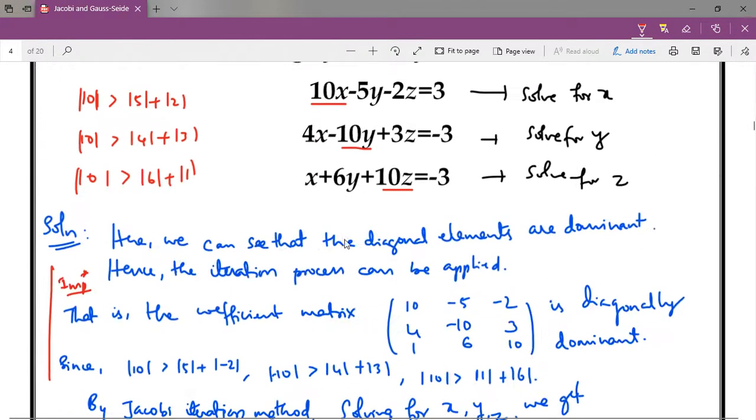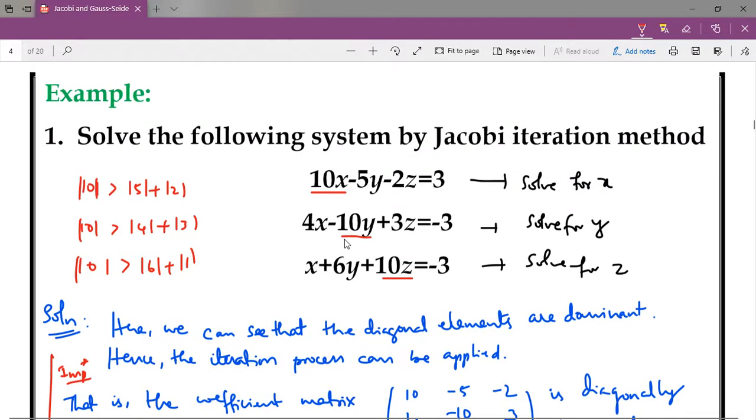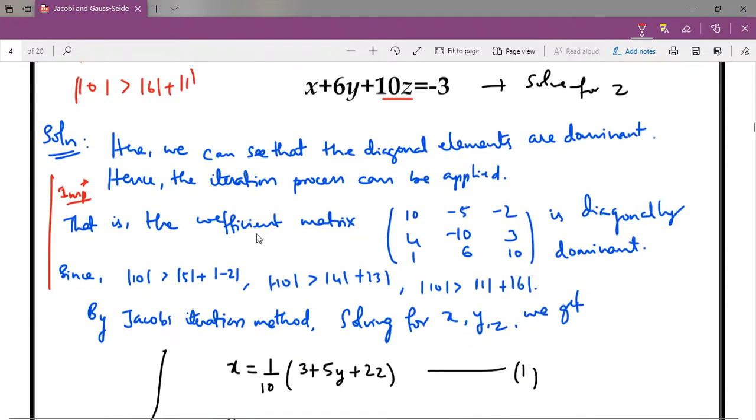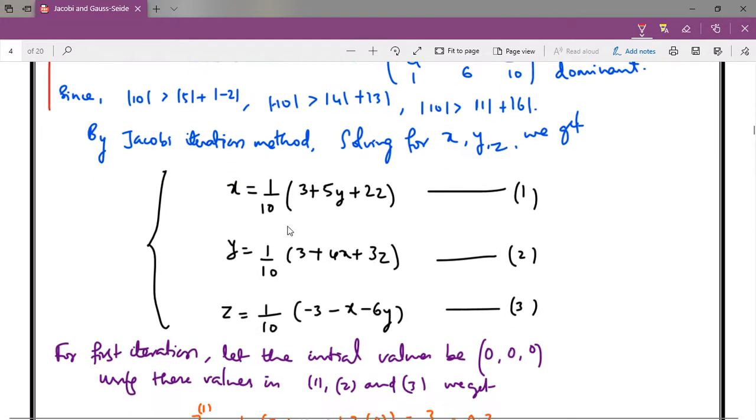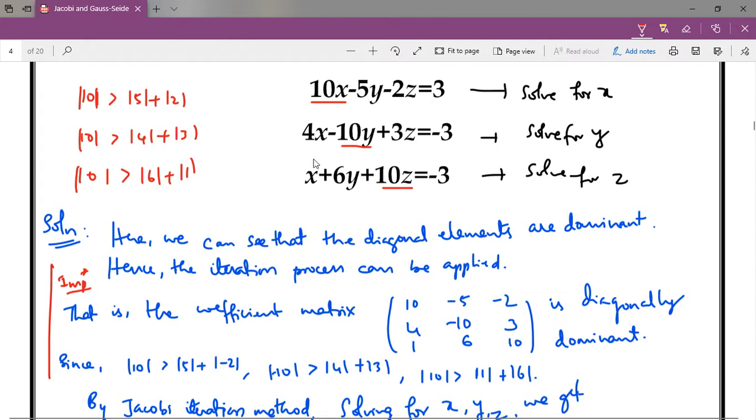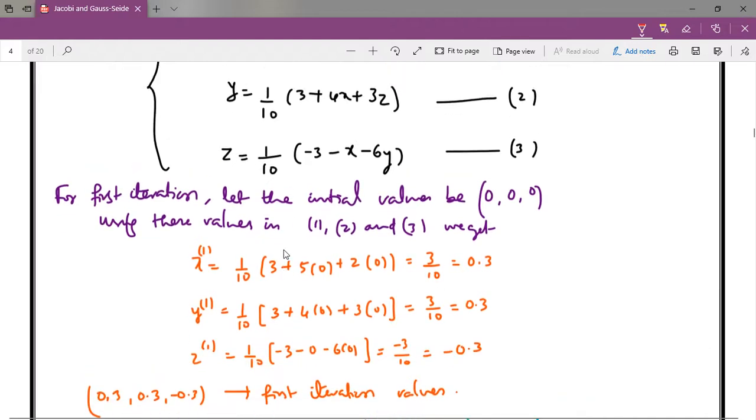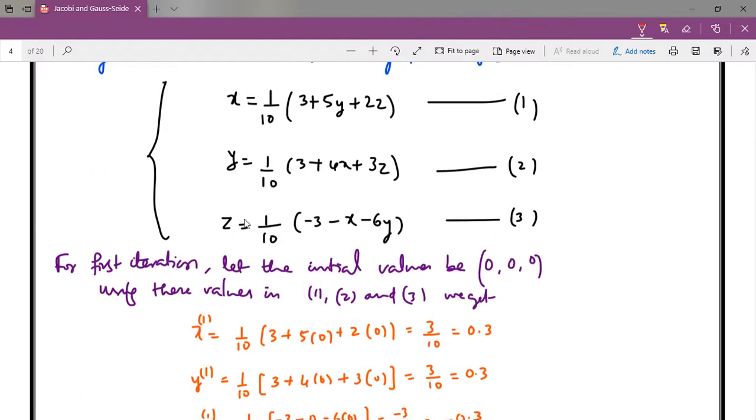We have seen an example also: solve a system of linear equations by the Jacobi iteration method. We saw that the coefficient matrix is diagonally dominant since mod 10 is greater than mod 5 plus mod minus 2, and so on. So by the Jacobi iteration method, we solve for x, y, z. From equation 1 solve for x, from 2 solve for y, and from 3 solve for z. We get these three expressions for x, y, z.